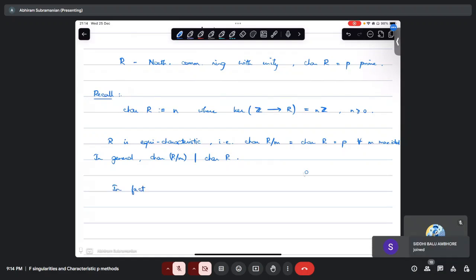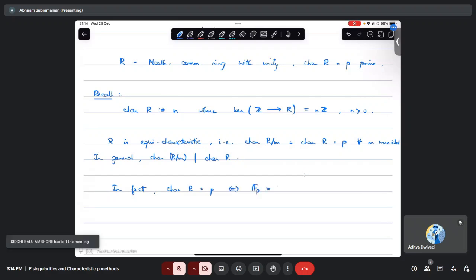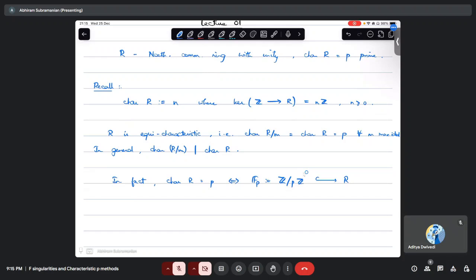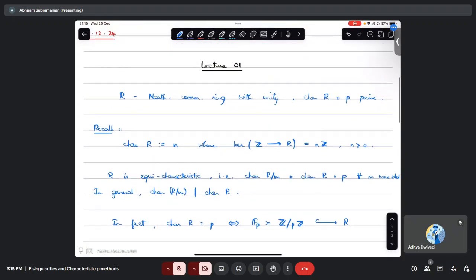Yeah. Okay. So in fact, characteristic of R is P if and only if F_p, which is Z mod pZ, is contained in R. Let me say it injects into R. And this is true by the definition of characteristic of R. So we can see that quite easily. So this is our notation. And one more notation I would like to add is Q equal to P power e. We call this a prime power, where e is greater than or equal to 0.